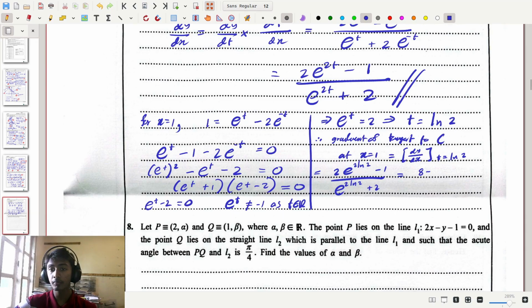So we have 8 minus 1 divided by e to the power of 2 times natural logarithm of 2, which is going to be e to the power of natural logarithm of 2 squared, which is going to be 2 squared, which is going to be 4, plus 2. So we can write 4 plus 2, which is going to be 7 over 6. So the answer is 7/6.